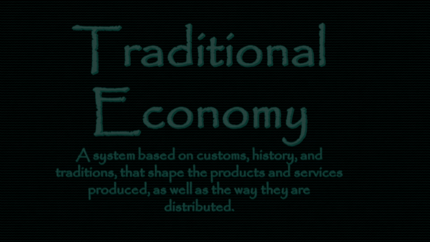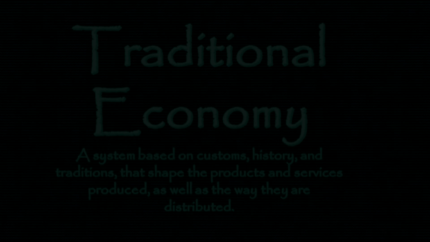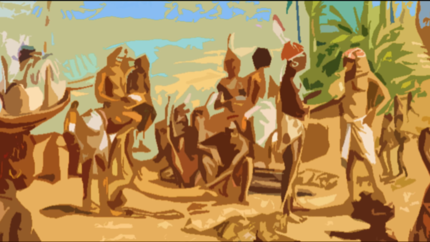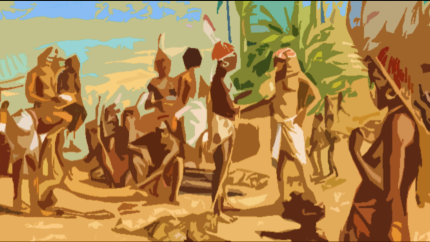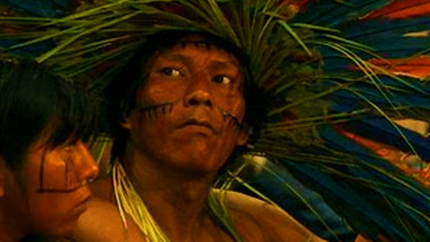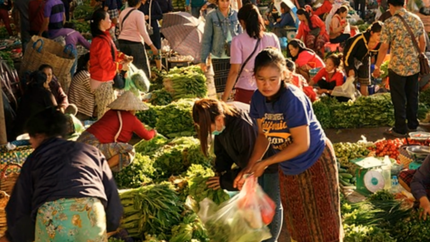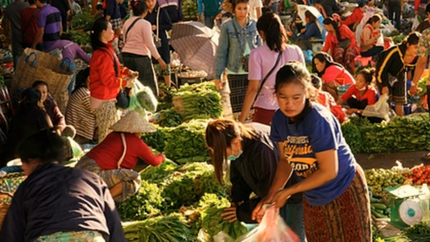First up, let's take a look at what a traditional economy is and some modern-day examples so we have something to compare it to. A traditional economy is a system based on customs, history, and traditions that shape the products and services produced, as well as the way they are distributed. Two modern-day examples of traditional economies include Bhutan and the Orubu tribe in Brazil. Both of these groups rely on their traditions and native customs when deciding how their trade and commerce should be performed.